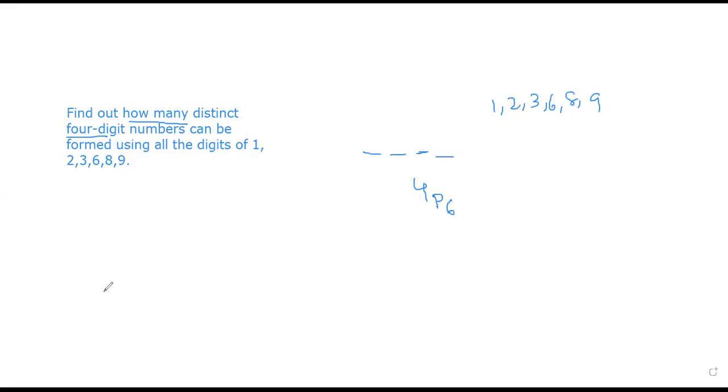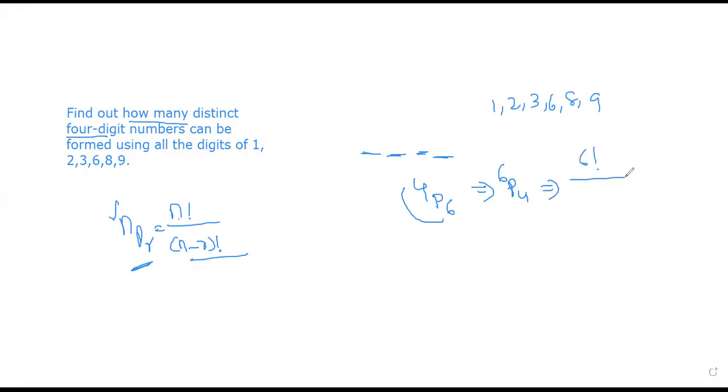So I hope you know this formula. nPr is nothing but what? n factorial by n minus r factorial. Okay, student. In these 4 positions, you need to fill these 6 numbers, so this equation will not be valid. You need to convert this equation like 6P4 because n value is always greater than r value. 6P4 can be written as how? 6 factorial by 6 minus 4 factorial.